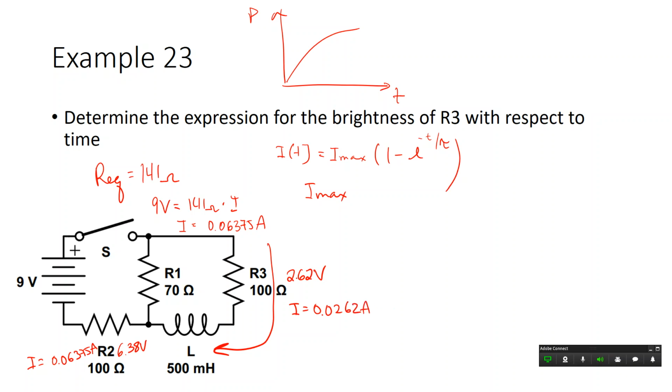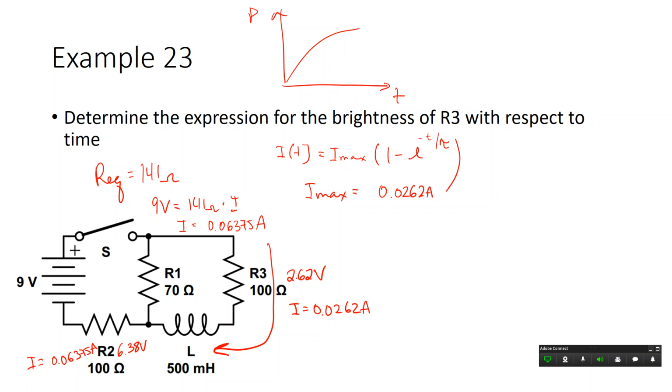Okay, so I figured out my I max expression, 0.0262 amps. Any questions on how I got this? What's that? How did I get what? I got my voltage across R3, which we found was 2.62 volts, and then I have my resistor. So it's volts divided by resistance. I use Ohm's law.